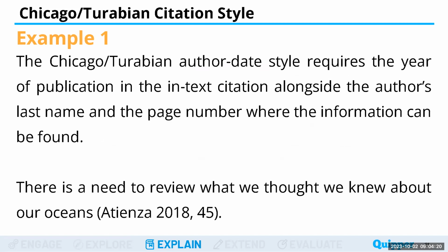each work is given. Example: the Chicago Turabian author date style requires the year of publication in the in-text citation, alongside the author's last name and the page number where the information can be found, such as, there is a need to review what we thought we knew about our oceans. Atienza in 2018, page 45. So if you're going to look into the bibliography entry, you're going to find the title in which Atienza is the author. The date of publication is in 2018, and the paraphrased information used is found on page 45.